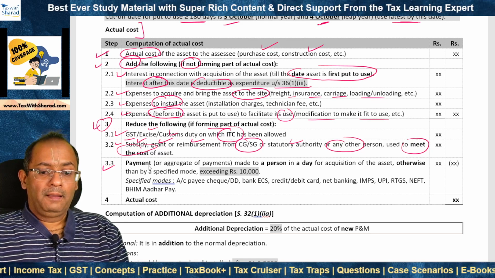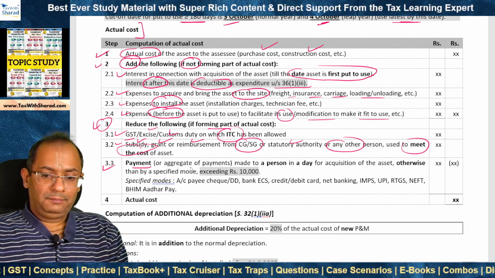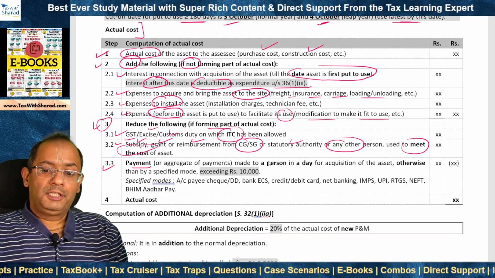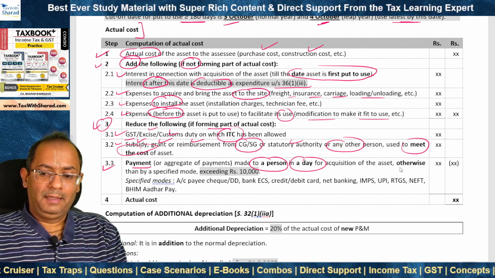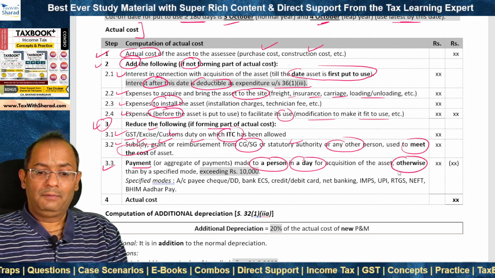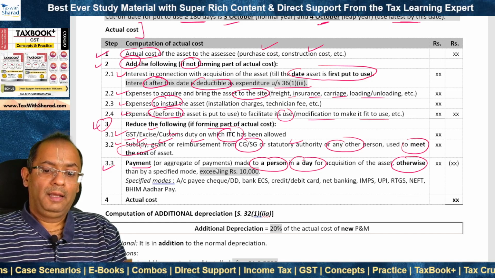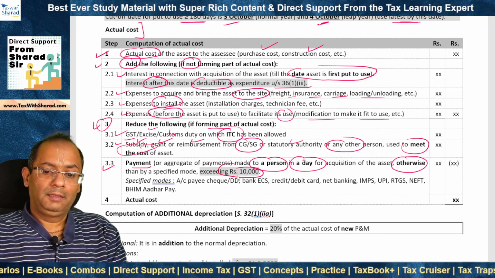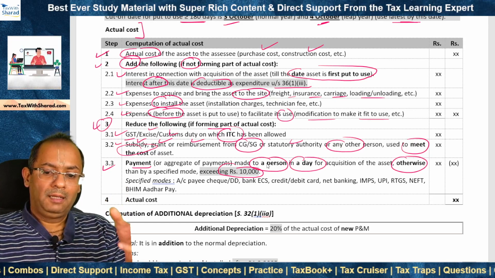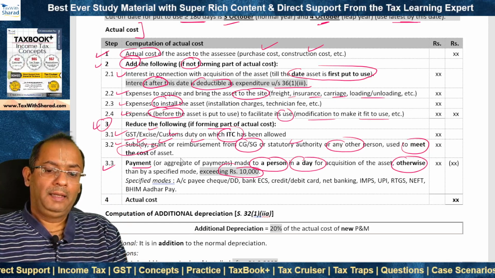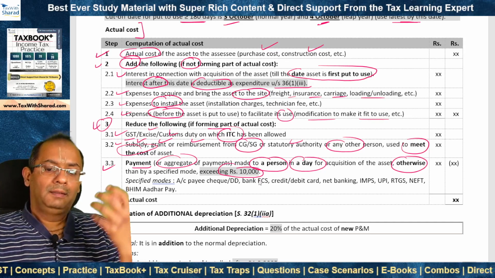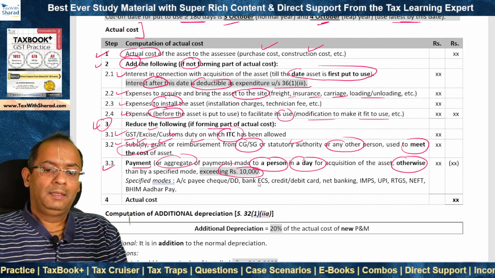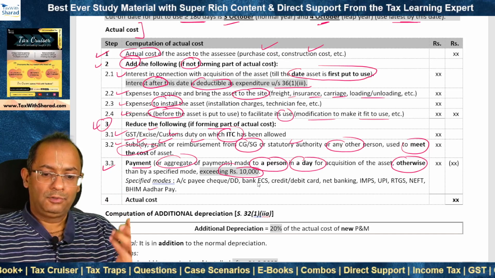Third, if there is a payment which is made to a person in a day for acquiring the asset, and the payment is made otherwise than by a specified mode, and the payment exceeds rupees 10,000, or if multiple payments are made to a person in a day, then the aggregate of the payments exceeds rupees 10,000, then that payment or the aggregate of payments is not supposed to be included in the actual cost.